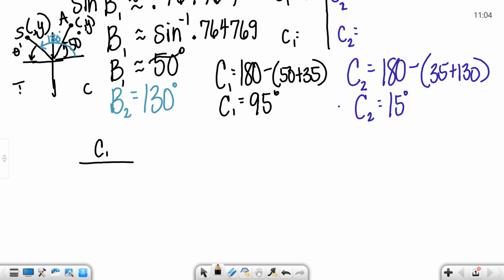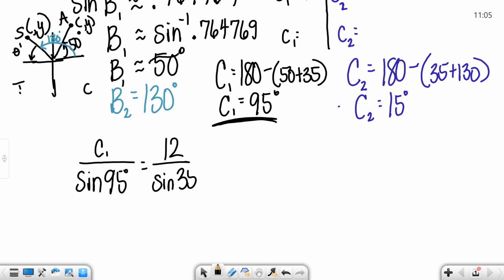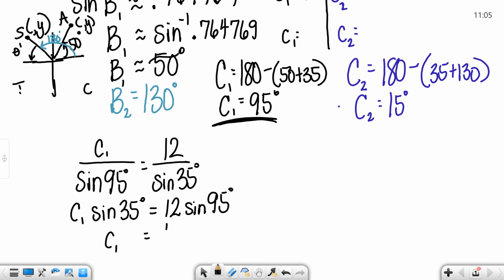Let's find little c1. That means we have to use angle C1, which we said was 95 degrees. And then use the known information, 12 over the sine of angle A. So we'll solve this. Use my algebra first. Divide both sides by the sine of 35.